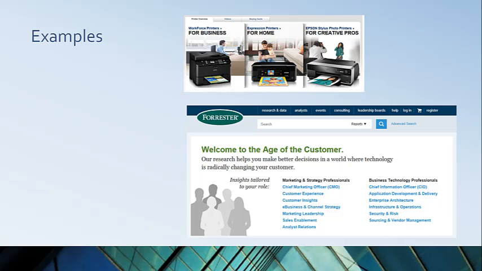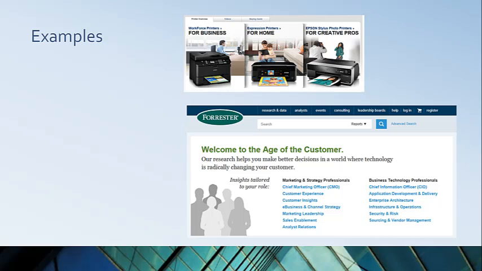The second example here is Forrester Research. Forrester Research is definitely a B2B company. They sell to large organizations that are trying to make business decisions and to marketing professionals. If you look down here, the first thing they tell you when you land on the website is, okay, you landed on the Forrester Research website.